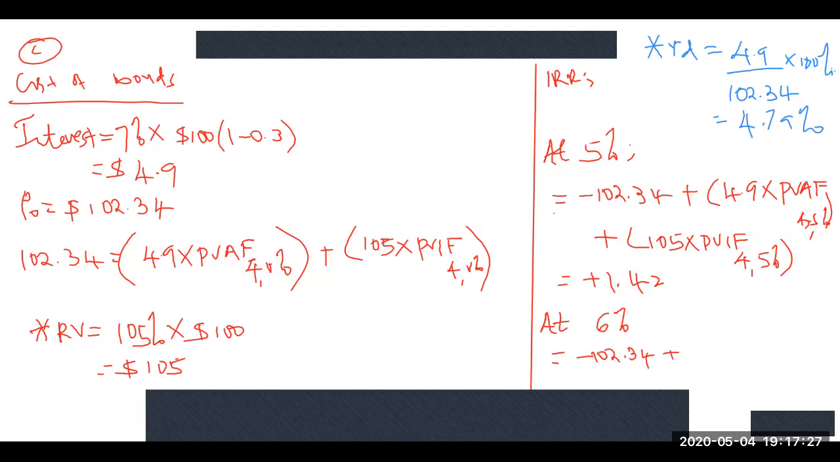Let's repeat for the others. 4.9 times present value factor, 4 years, 6%, plus 105 times present value interest factor, 4 years, 5%. And you got what? I got negative 2.19. Don't forget for the others, in case the figures that we have here contradict what you had, let me know.